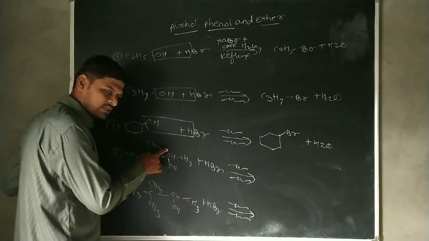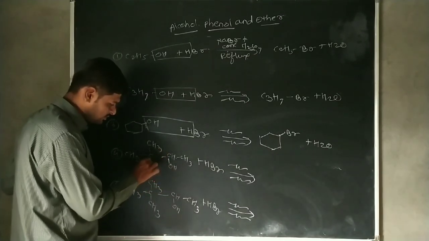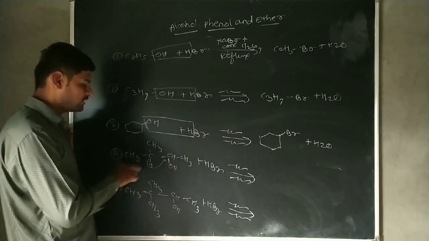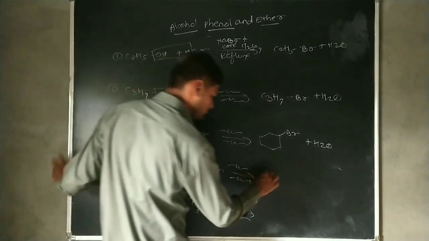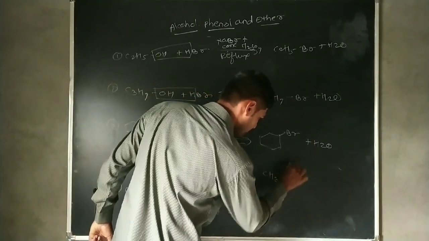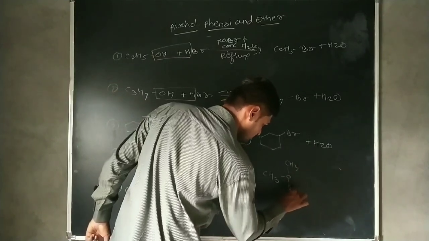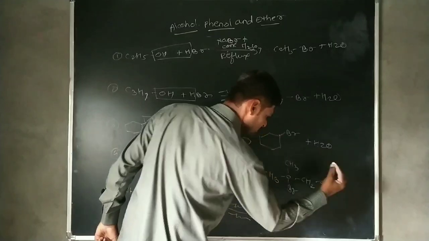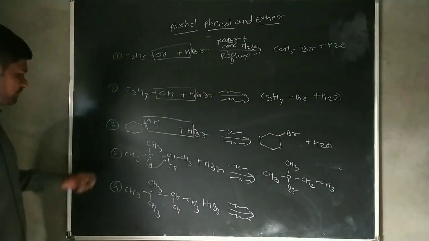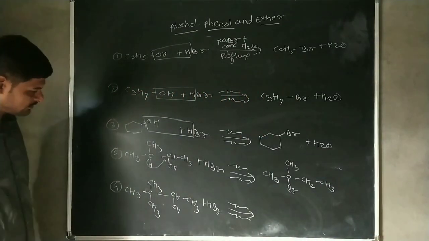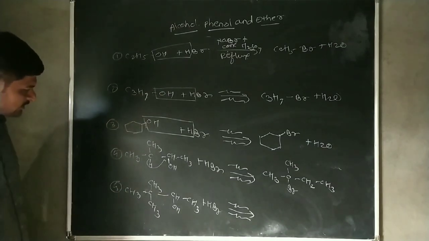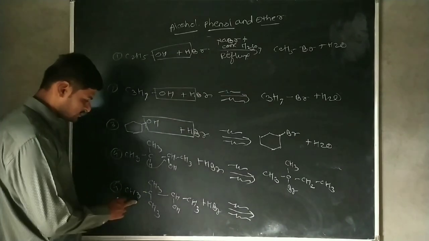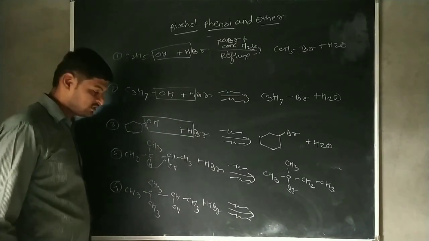After elimination, a secondary carbocation is formed, and after formation of the secondary carbocation a hydride shift is possible. Due to this hydride shift, this rearrangement reaction, the respective product is CH3, CH3, with the Br attached here, then CH gets converted into CH3, and CH3 is also formed. The last reaction is similar to the fourth reaction. In the fourth reaction there is a 1,2 hydride shift, but in the fifth reaction there is a 1,2 methyl shift.